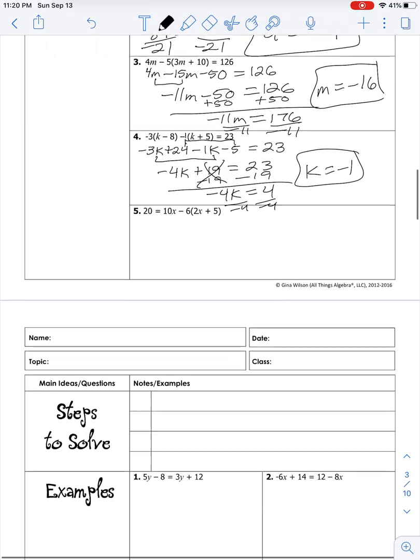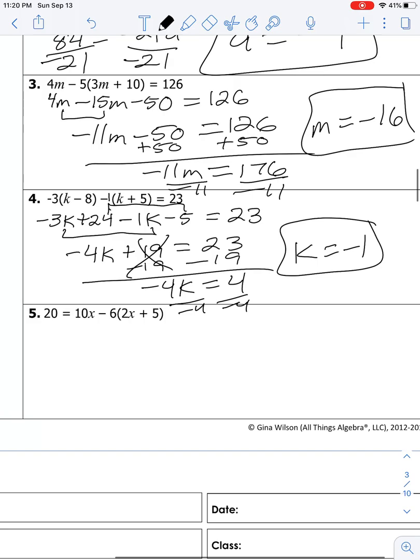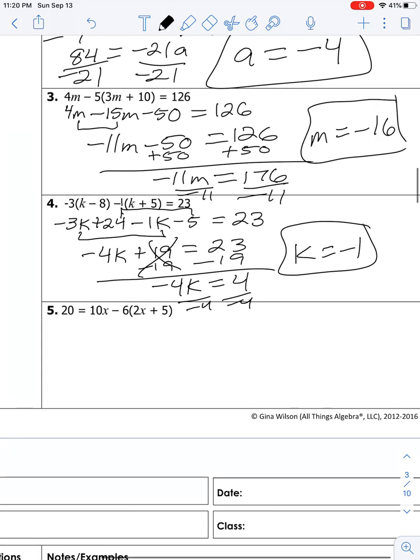All right. Last one on the multi-step equations for the notes. What we've got here is 10x minus 6, which is right next to a parenthesis. Again, the negative 6 is beside the parenthesis, so you need to distribute the negative 6. So the 20 equals, and the 10x just dropped down. Negative 6 times 2x is negative 12x. Negative 6 times 5 is negative 30.